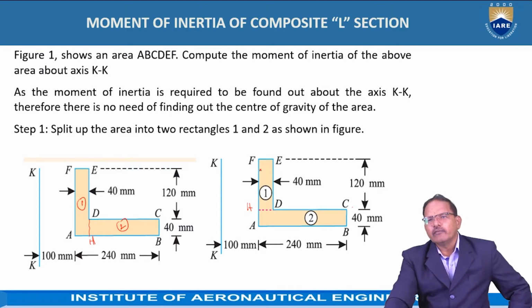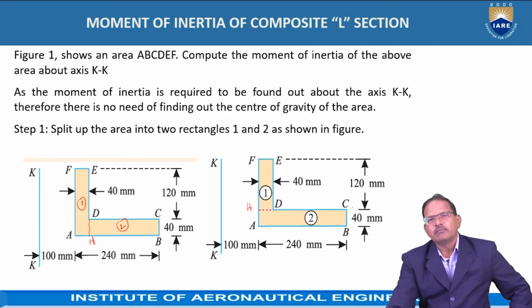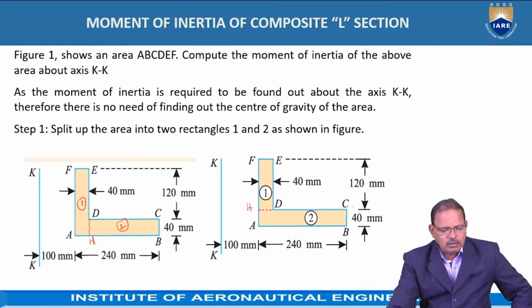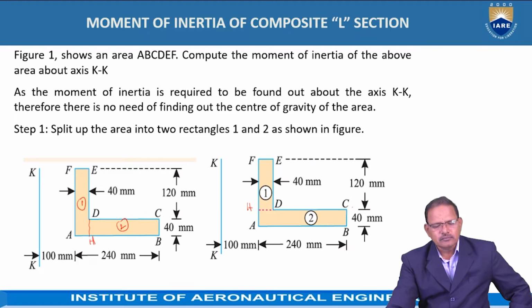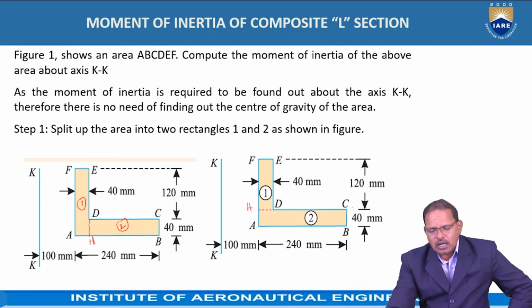That is, first of all you have to divide the section according to our convenience into regular segments, such that each part is represented as a rectangle, square, triangle, semicircle, circle and so on. Now determine the moment of inertia of each segment about an axis passing through its centroid and parallel to the line KK. As the moment of inertia is required about the line KK, there is no need of finding the center of gravity of the area of the composite figure.